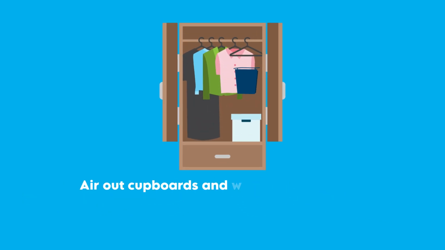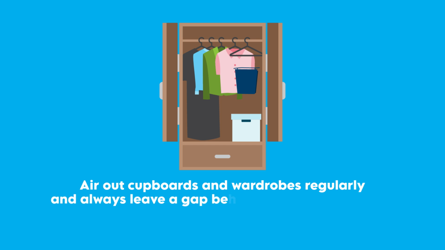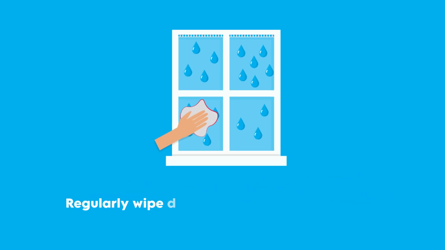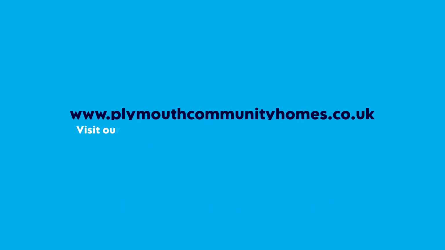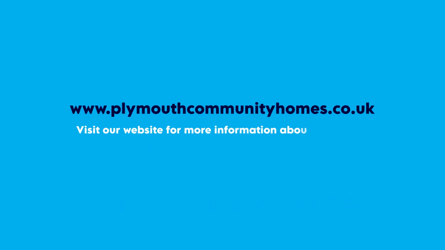Air out cupboards and wardrobes regularly, and always leave a gap behind furniture and a wall, and regularly wipe down condensation on windows. Visit our website for more information about managing damp and condensation in your home.